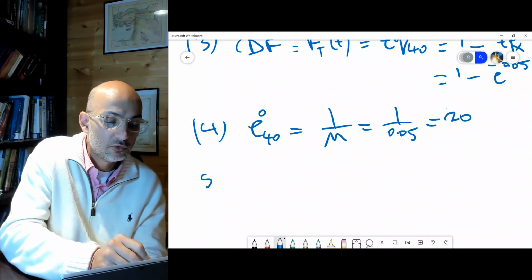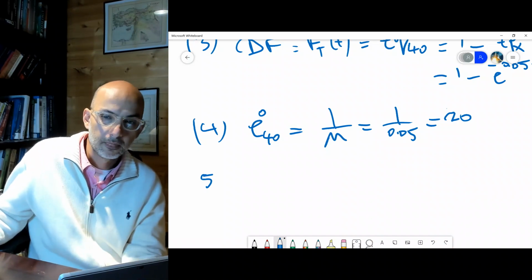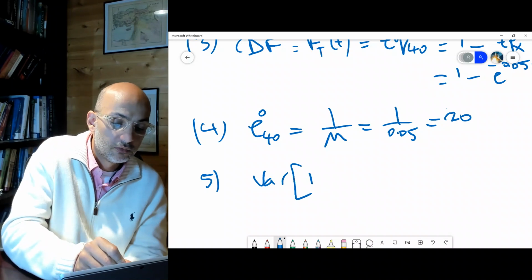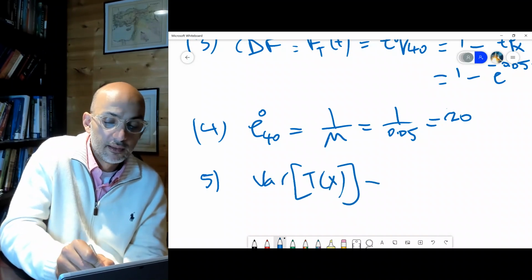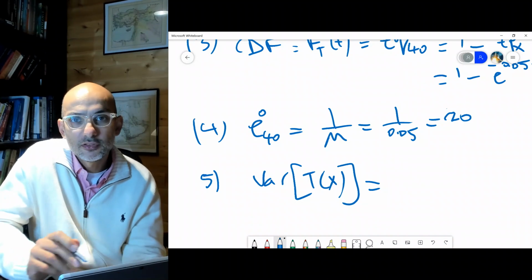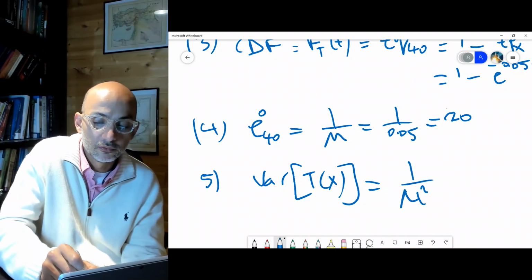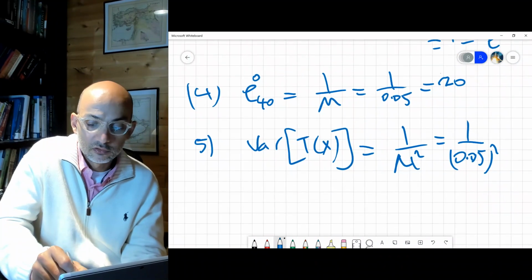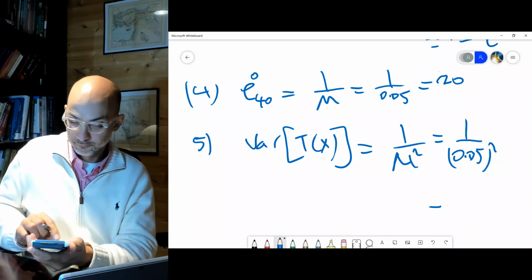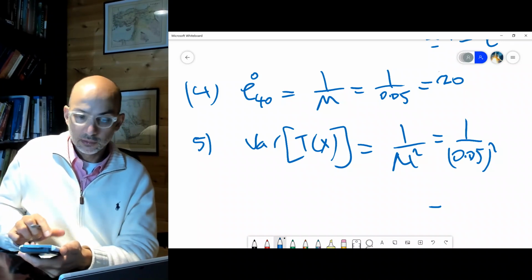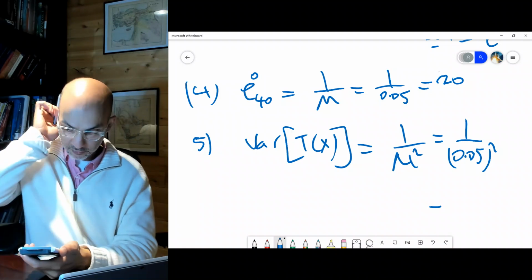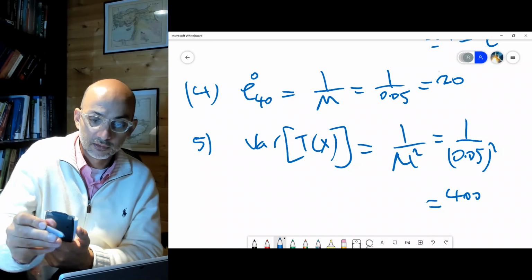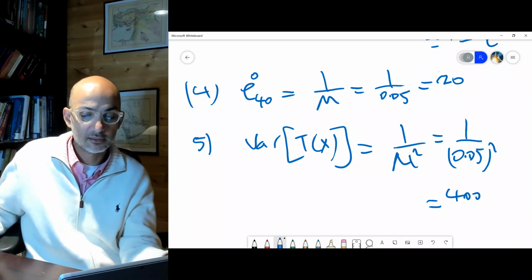What if you wanted to have the variance? What if you want the variance of T of x for the exponential distribution? Because we know it's a memoryless distribution, we don't need to do much. It's 1 over mu squared. So 1 over 0.5 squared, which is like 20 multiplied by 20. It will be 400. You don't need to calculate, because this is 20, multiply it again by 20, it will be 400. Does that make sense?